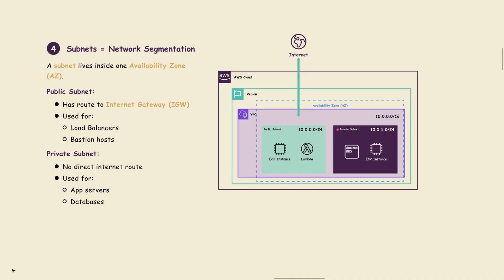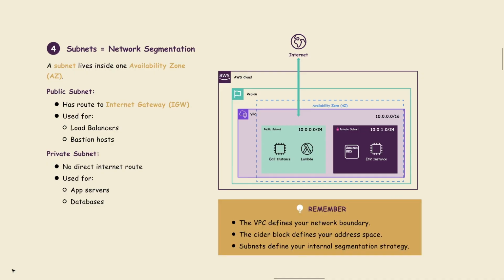As architects, we never mix these layers casually. Segmentation is about reducing blast radius. If a public-facing component is compromised, it should not automatically expose your databases. Subnets enforce this boundary at the network level. So remember, the VPC defines your network boundary. The CIDR block defines your address space. Subnets define your internal segmentation strategy. And segmentation is what transforms infrastructure into architecture.